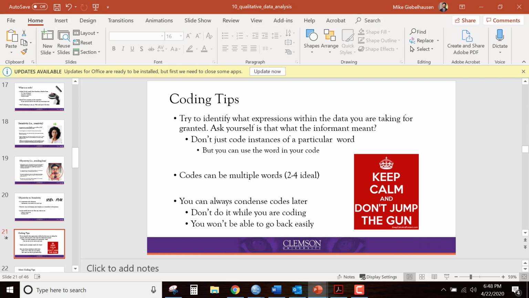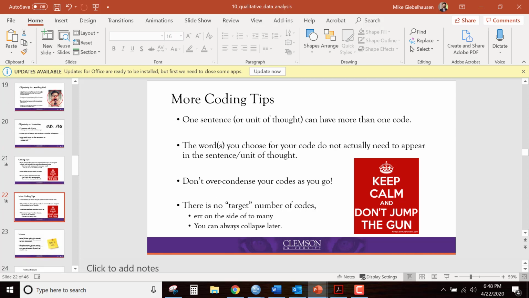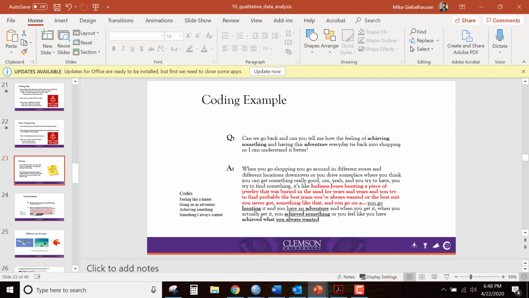Just some practical coding tips. You don't just code instances of a word, but you can use the word in your code. You want to have codes that are rich enough in their meaning, so two to four to five words, that eight weeks later when you're looking at this, at the end you understand what it means. You can always condense. It's not as easy to go back and take codes, when you use the same code for things that were different, and break them apart again. All right. You can have more than one code in a sentence. Don't over-condense. There's no target number of codes.